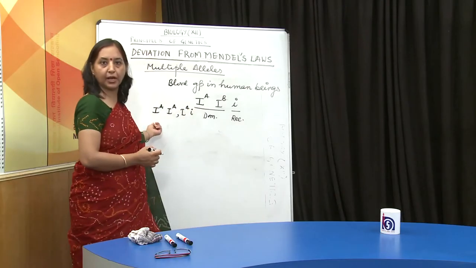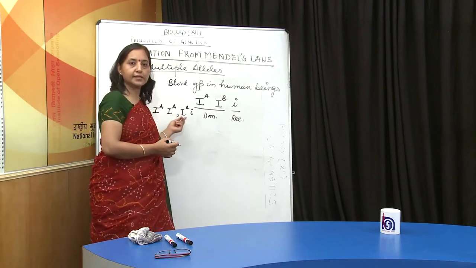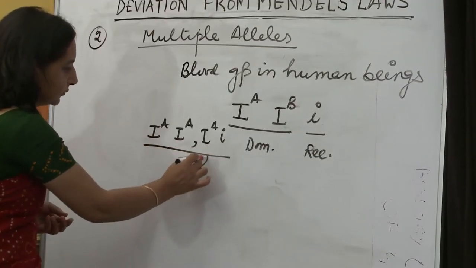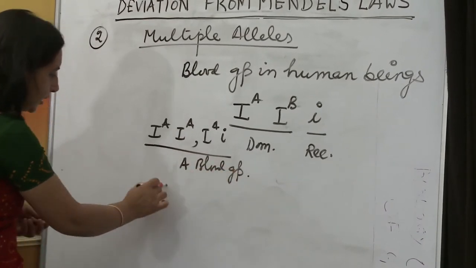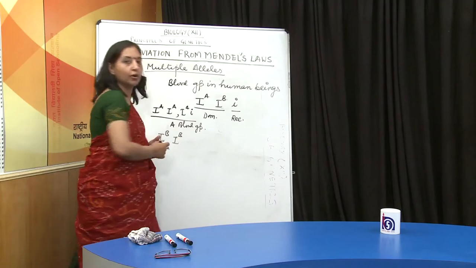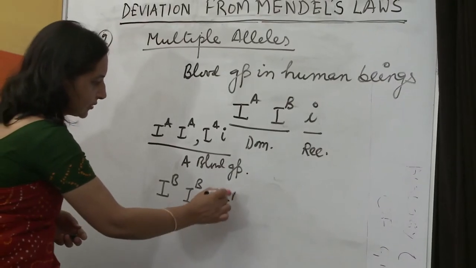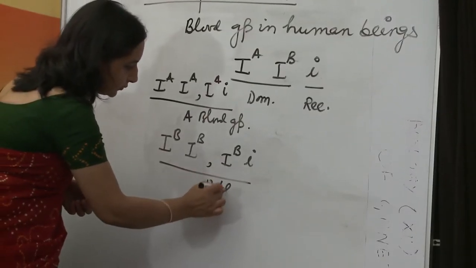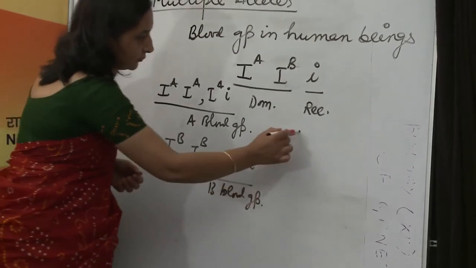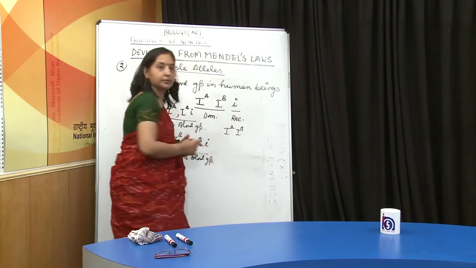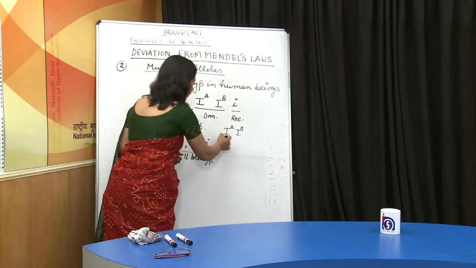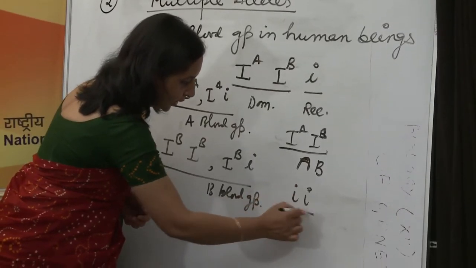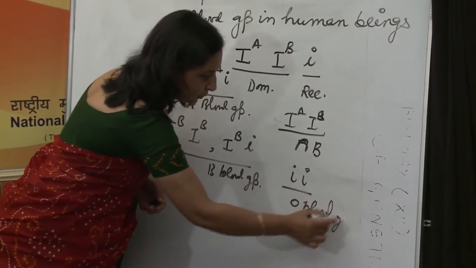A person having capital IA and capital IA, as well as capital IA and small i, that means pure and hybrid state, is going to have A blood group. A person with IB IB, that is the homozygous state, as well as the heterozygous state, that is IB small i, is going to have B blood group. A person having both the alleles IA as well as IB is going to have blood group AB, wherein small i would be O blood group.